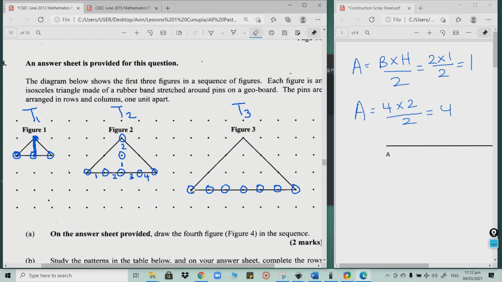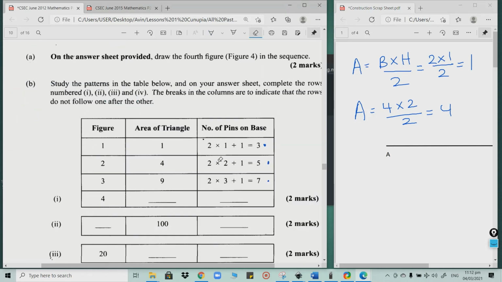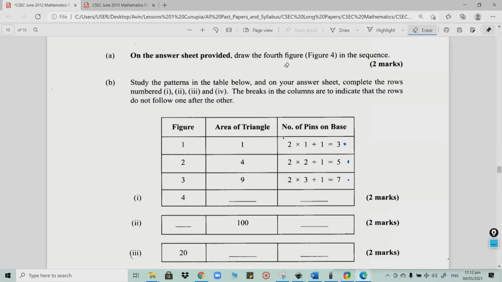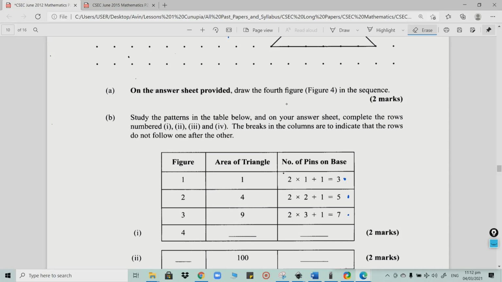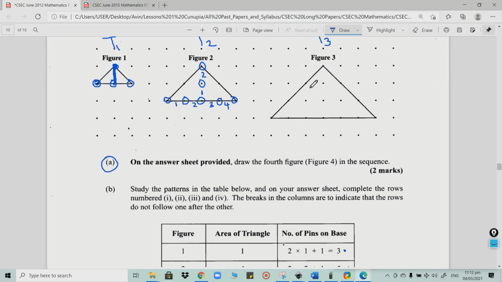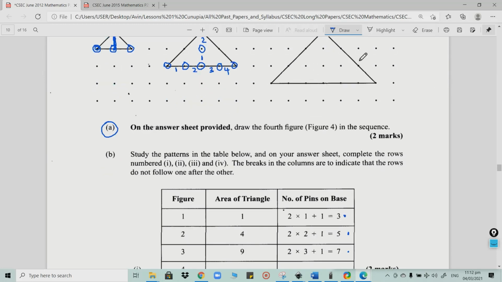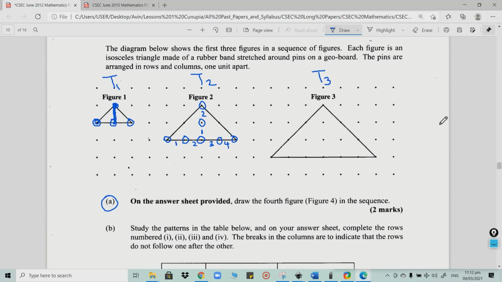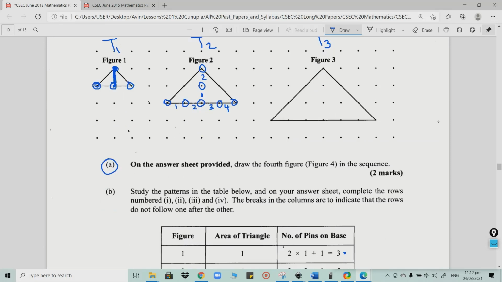So what they want us to do now is complete the figure in part A for a fourth triangle. Now, I don't have the answer sheet on me, but we can just use this. You notice we're always going down in this pattern here. So for my fourth figure, all I need to do is just go down one more like this. So that's the pattern I notice.